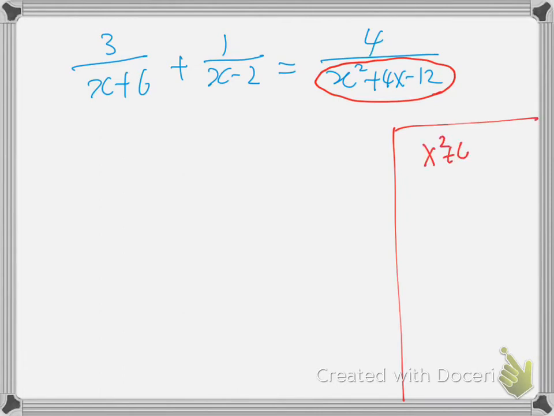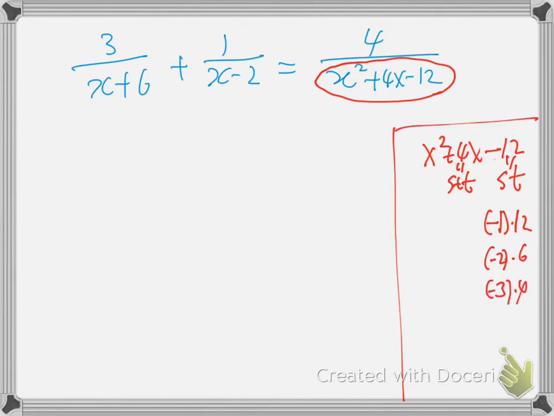So now let's factor it. x squared plus 4x minus 12. So we need s and t. S times t is negative 12, and s plus t is 4. Okay, is 4. So possibilities for negative 12. Negative 1, 12, right? Negative 2, 6. And negative 3, 4, right? Negative 6, 2, negative 12, 1.